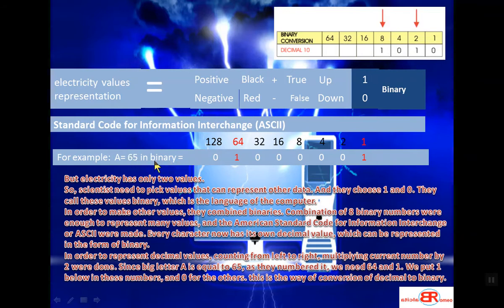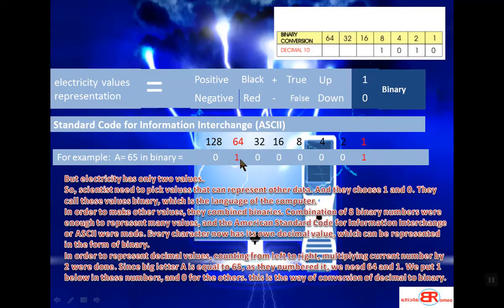In order to represent decimal values, counting from left to right, multiplying the current number by 2 is done. Since capital letter A is equal to 65, as they numbered it, we need 64 and 1. We put 1 below those numbers, and 0 for the others. This is the way of converting decimal to binary.